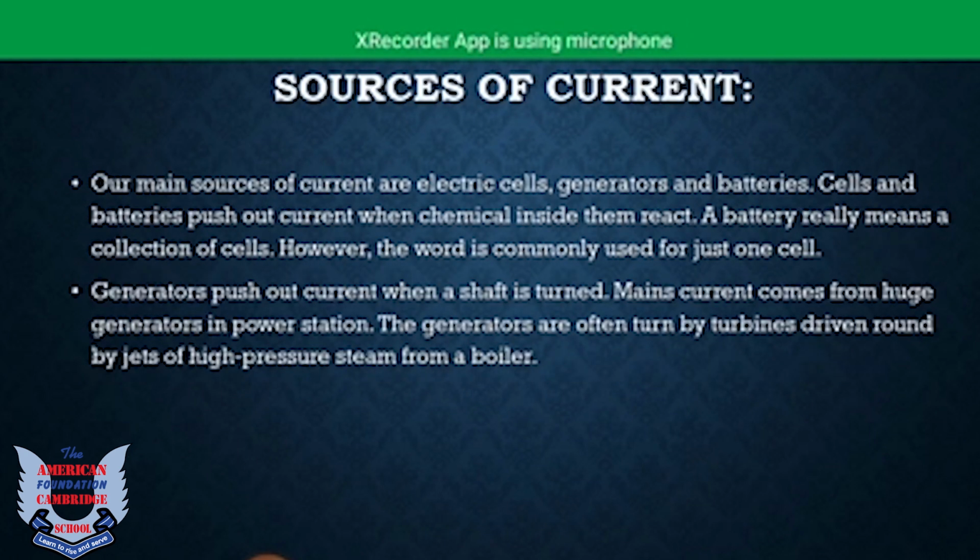Sources of current. There are some major sources of current like batteries and generators. And cells. Cells, or batteries, push out current when chemicals inside them react. A battery is also a combination of multiple cells, and it works on the same principle, the reaction of the chemicals inside. A battery really means a collection of cells. However, the word is commonly used just for one cell.